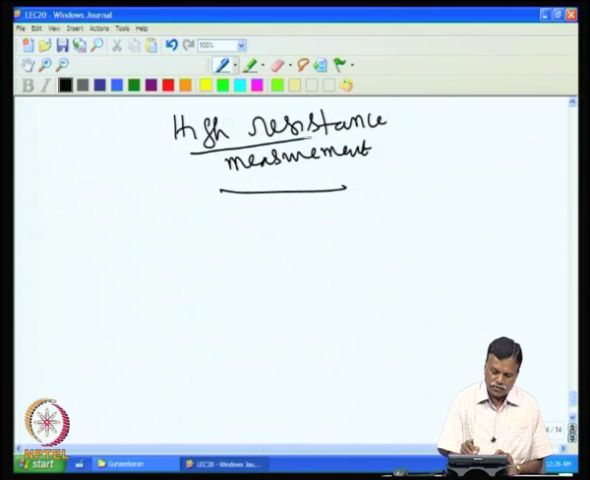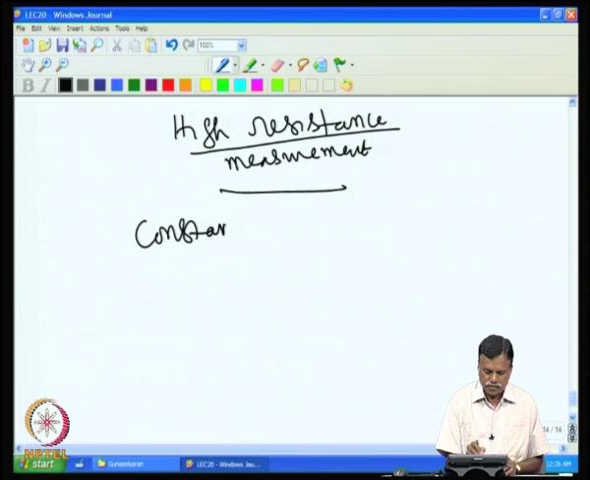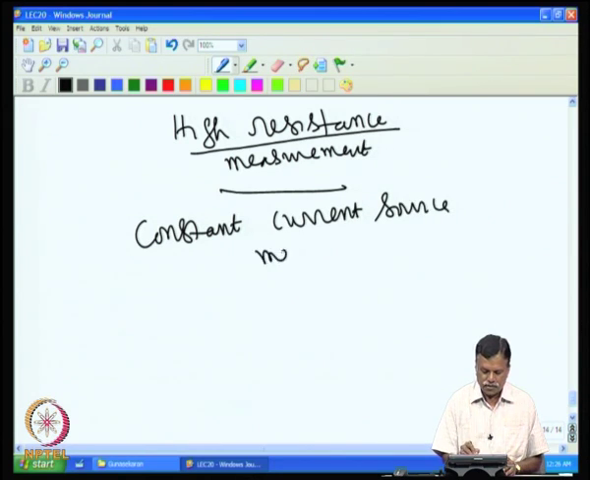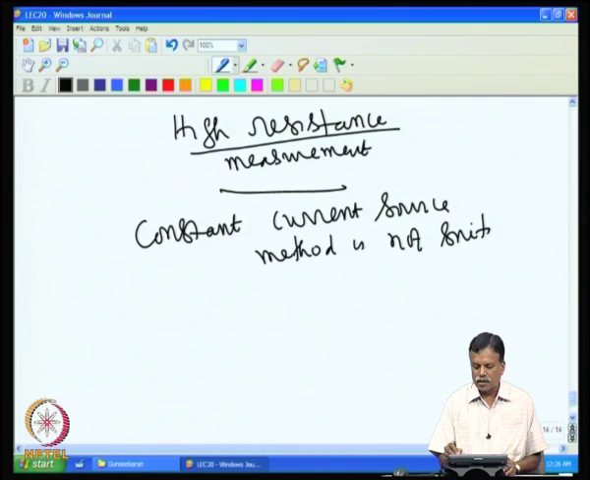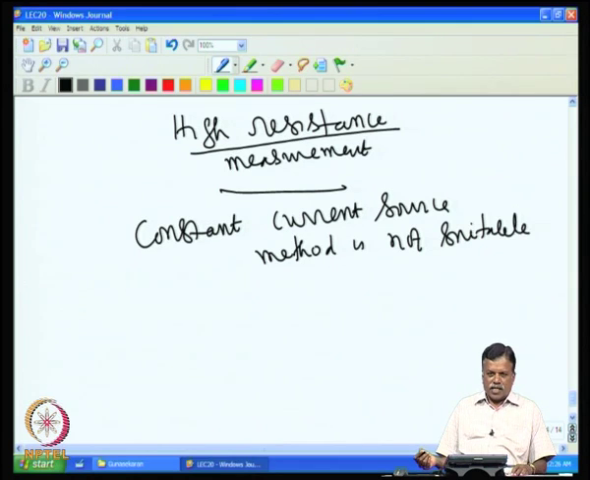For this, the constant current source method is not suitable, and it is not required. This is because a constant current source mainly eliminates the connecting resistance and the contact resistance, which are all very small. So, if you are measuring a 100 megohm resistance, and the contact resistance and the connecting wire resistance are all a few milliohm, the error that is going to come in is going to be very, very small. So, the contact resistance is not an issue. So, for high resistance measurement, the constant current source method is not suitable.